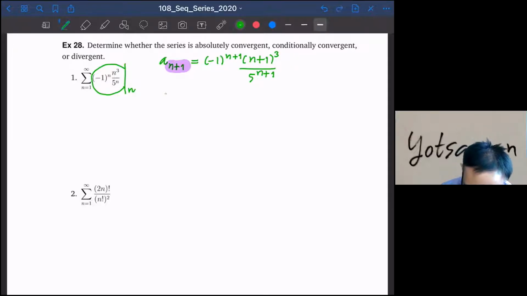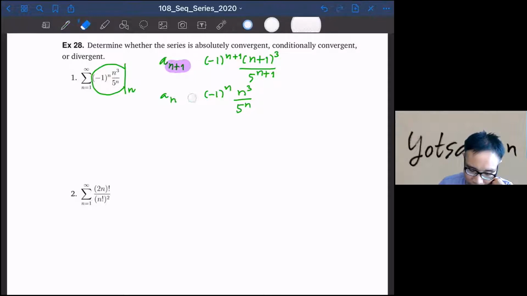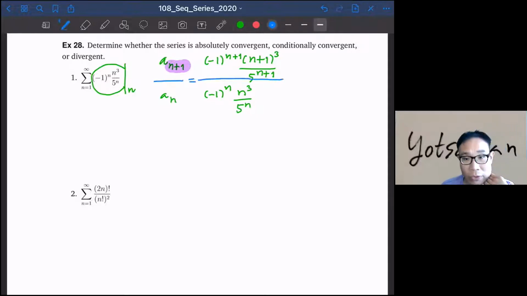And for a_n, it's negative 1 to the n, to the third, over 5 to the n. So this one will be your a_n. The thing you'd like to find is the ratio between a_{n+1} and a_n. So I'm just going to erase the equal sign and put the ratio. So it turns out to be this ratio.